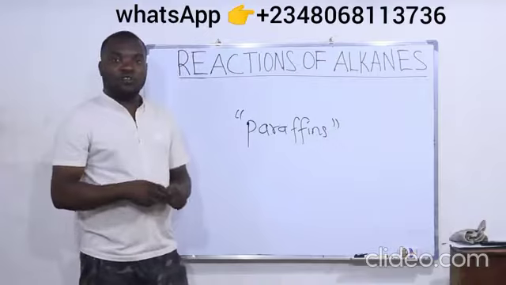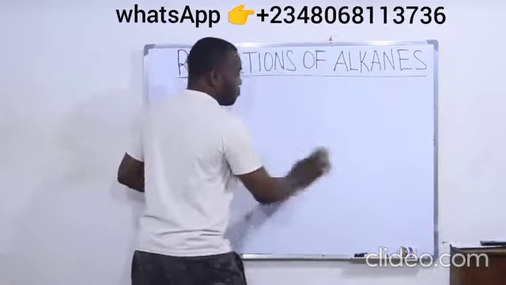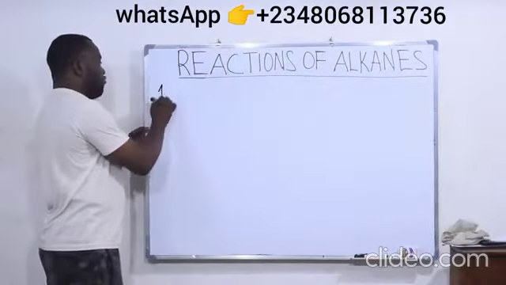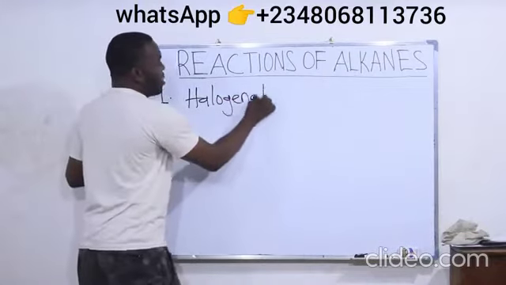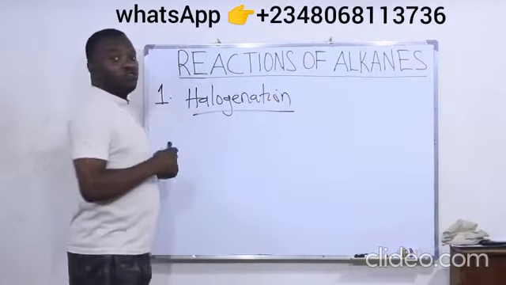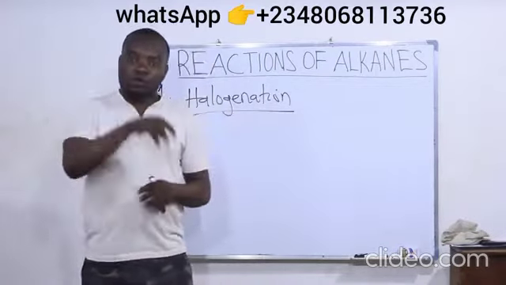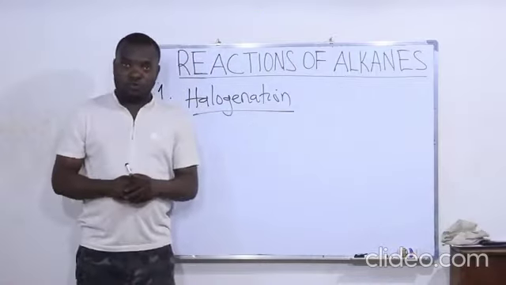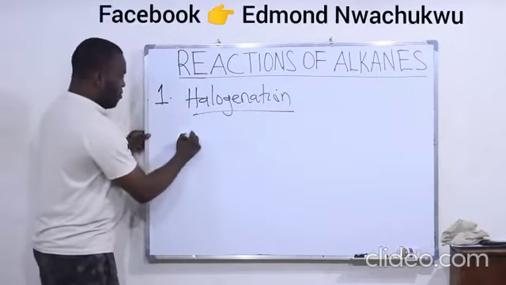Some of the reactions alkanes undergo: the first reaction we'll look at is the halogenation reaction. The number 1 reaction of alkanes we'll be looking at here is halogenation of alkanes. And what is halogenation? Halogenation is the addition of a halogen. When a halogen reacts with an alkane, that reaction is called halogenation reaction. Now, let's take methane for instance.